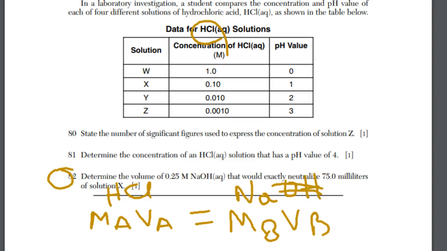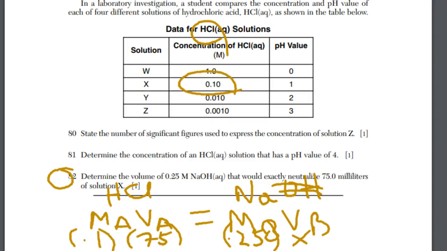So it's what volume of 0.25 molar would exactly neutralize. So this is my X. Other side, I've got 75 mils, and solution X, the molarity is 0.1. So it's 0.1 times 75 is equal to 0.25 times X. Go ahead and throw it in your calculator, and you get an answer of 30 milliliters.